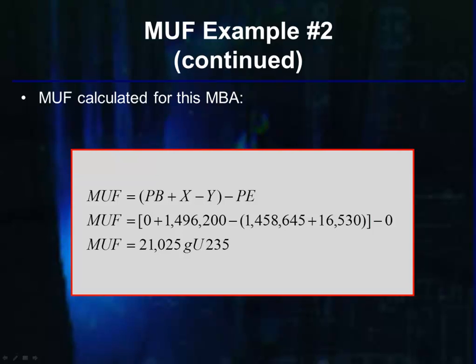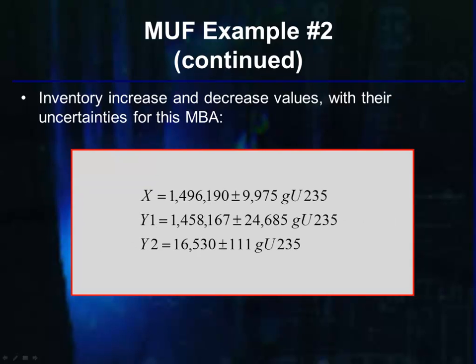This material might have been diverted, but to know that, we need to check and see if this missing material is embedded in the uncertainties in the measurement. Using techniques discussed in the Introduction to Statistics course, we can propagate the uncertainties in the MUF calculations to determine if a material diversion from the facility has occurred.